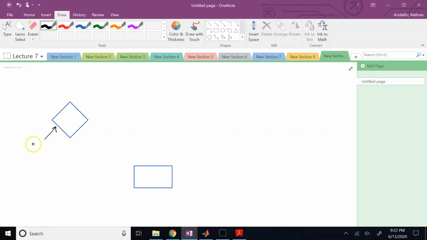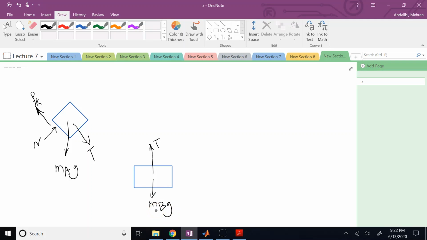So this is N, this is MAG, this is T, and this is F. And this F is F sub K because we know it moves, so it's kinetic friction. This is the same T. Again, why is it the same T? I'll talk about it. And this is MBG. And I call this FBD1. And I call this FBD2.